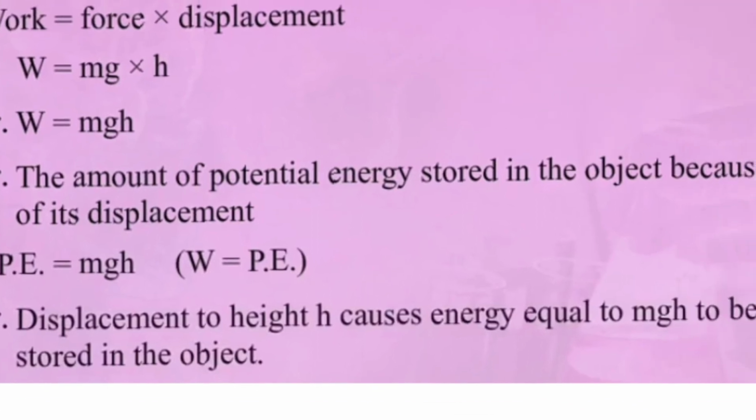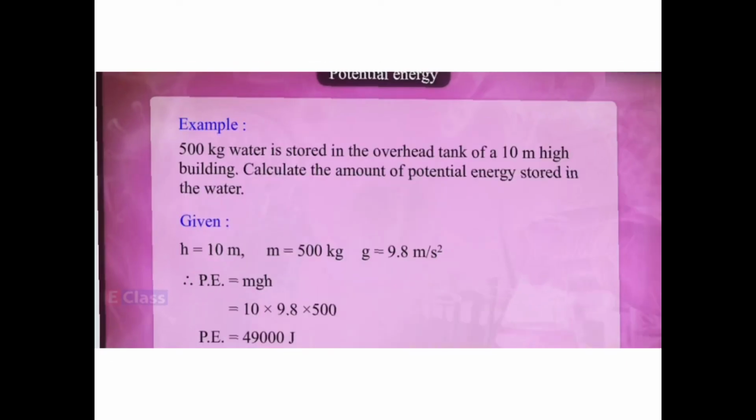So displacement to the height h causes energy equal to mgh to be stored in the object. So we can conclude that if height is more, the object will have more potential energy because it depends upon height. If it is near the ground, then it will have less potential energy.